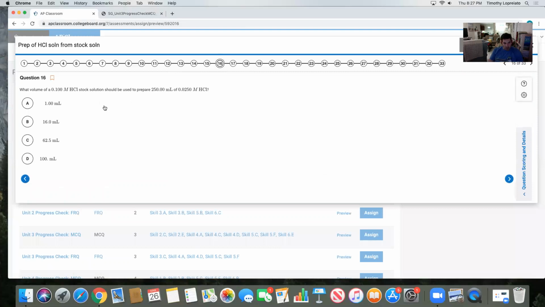All right, 16. What volume of a 0.1 molar HCl stock solution should be used to prepare 250 mLs of 0.0250 molar HCl? All right, this should be a pretty simple dilution. Throw it into your calculator. You're going to do 250 times 0.025 divided by 0.1. That would be using the millimoles. You can convert your 250 milliliters to 0.25 liters if you want to keep it that way, but you're going to multiply volume and molarity. That's going to give you moles. You're going to divide your moles by this other molarity. That's going to give you the volume.